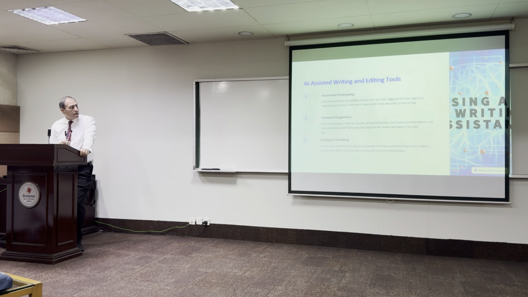And AI assisted writing and editing tools. These help us get automated proofreading and contextual suggestions. This is what happens when you type in a search engine bar, which gives you suggestions. This is what is meant by that. And intelligent formatting: when you use the format option in the tool, which you normally don't need to do, but if you have to, you can do it.